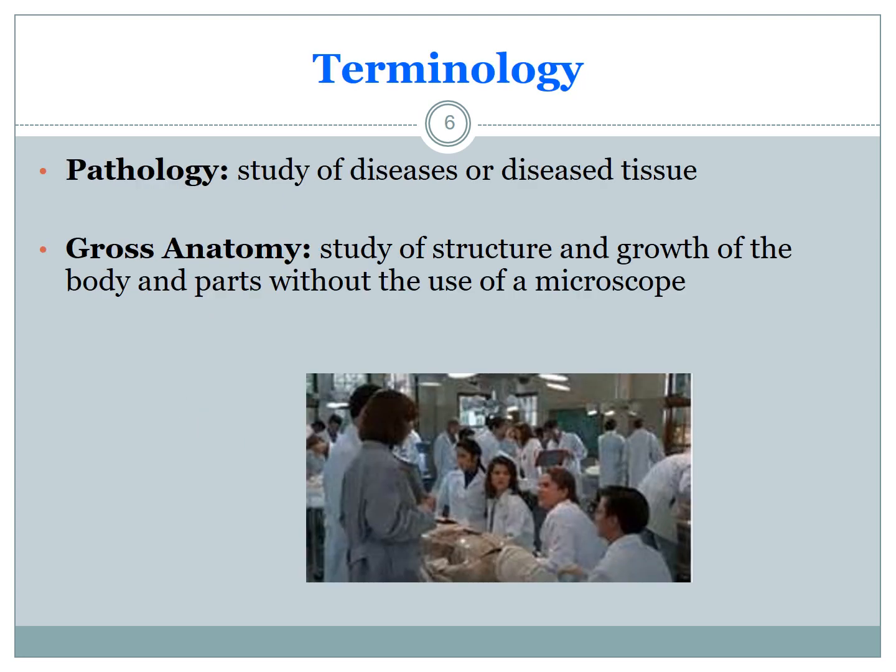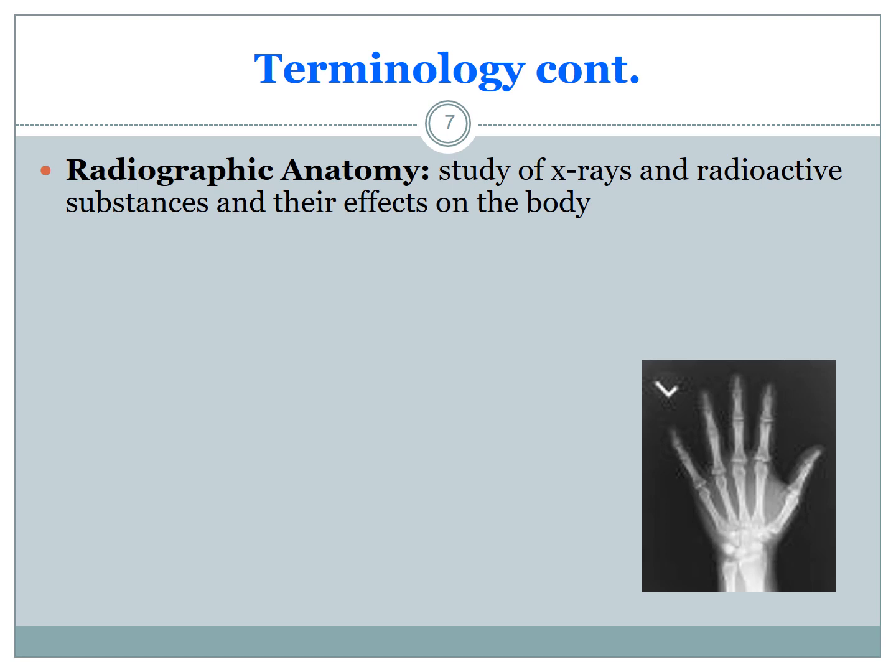Here are some other key terms that we need to understand to progress through this course. Pathology is the study of diseases or diseased tissue. Gross anatomy is the study of structures and growth of a body or body part without the use of a microscope. Radiographic anatomy is the study of X-rays or radioactive substances. These could be dyes and their effects on the body.